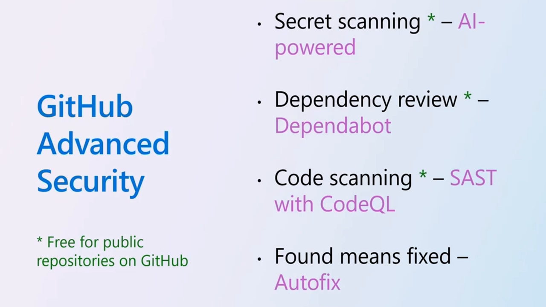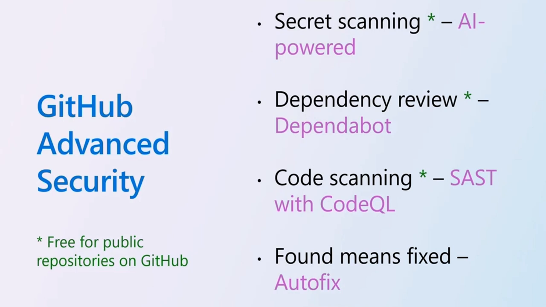Luckily, we have another tool from GitHub called GitHub Advanced Security. This is the second tool I want to highlight today. The key components of this one are, first of all, secret scanning.